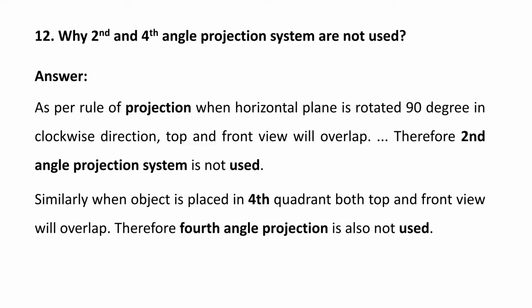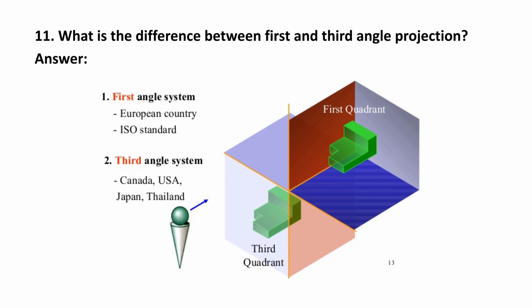Next question, why are second and fourth angle projection systems not used? This is a very important question. So we can understand this with the help of this diagram. In the second angle projection system, you have to place the object in this quadrant, which is the second quadrant. Whereas in fourth angle projection, you have to place your component in this quadrant, which is the fourth quadrant. And now the question is why the second and fourth angle projection systems are not used, right?